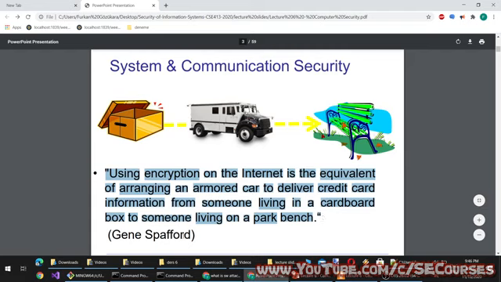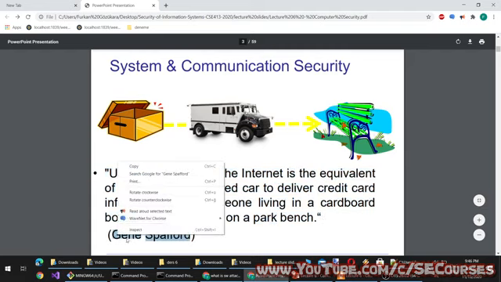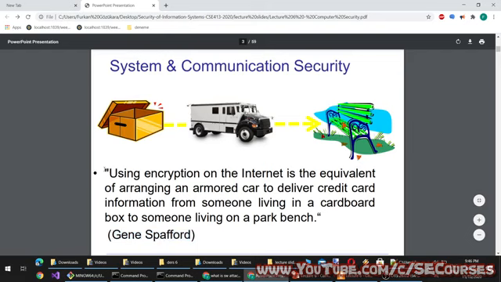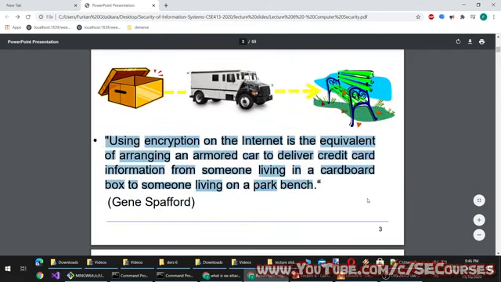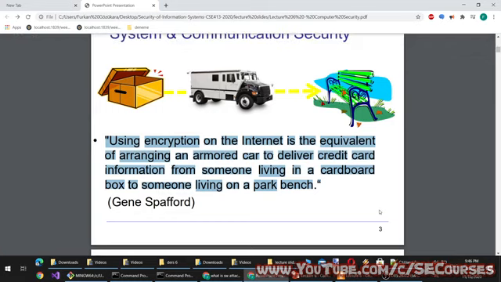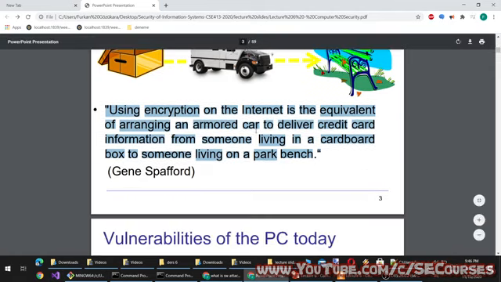So according to Gene Spafford: Using encryption on the internet is the equivalent of arranging an armored car to deliver credit card information from someone living in a cardboard box to someone living on a park bench. Okay.